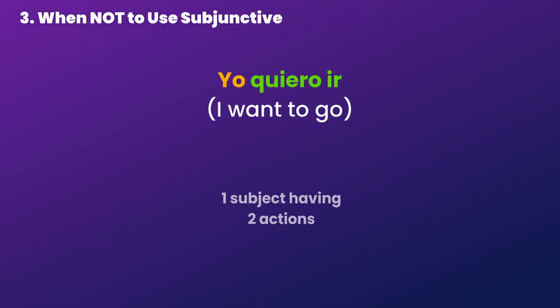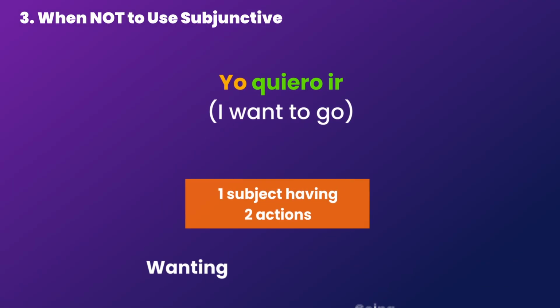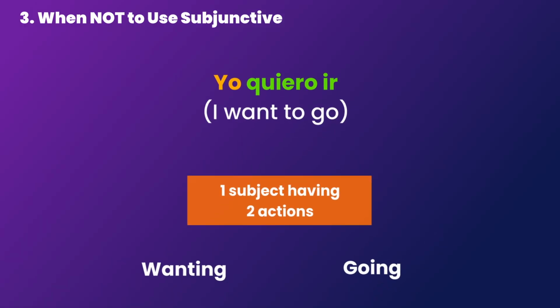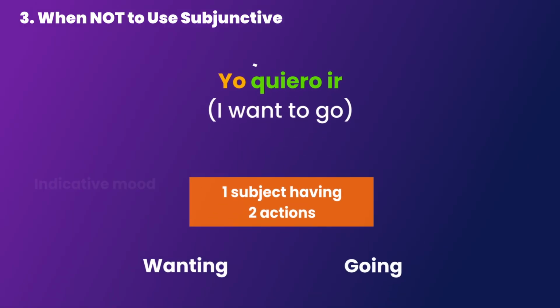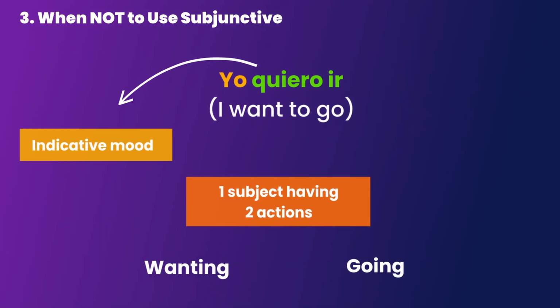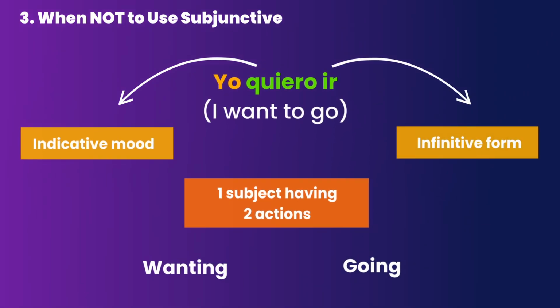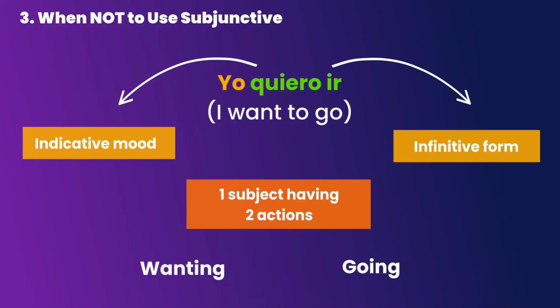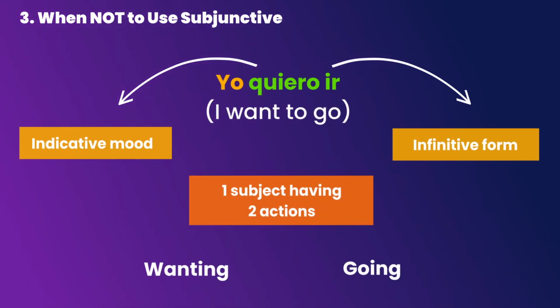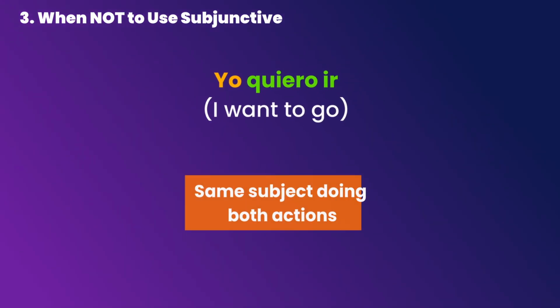What we have here is one subject having two actions, wanting and going. In cases like this, the first verb should be conjugated in the indicative mood and the second verb should take the basic infinitive form, in our case ir, to go. We can't use subjunctive here because the desire is directed at yourself. Same subject doing both actions.